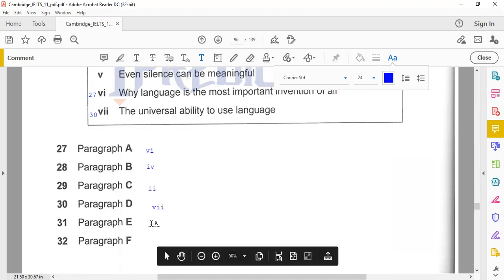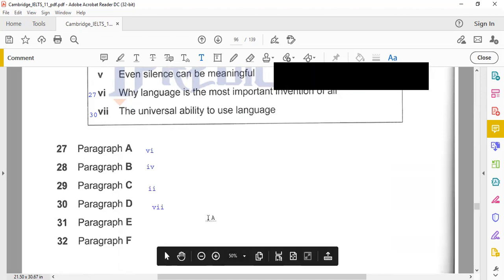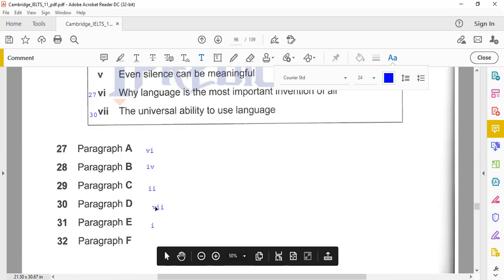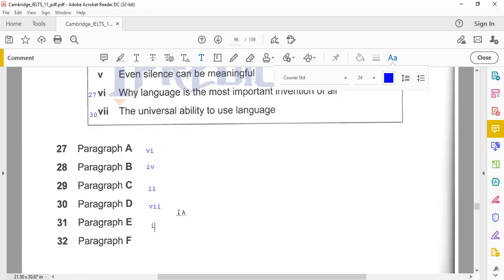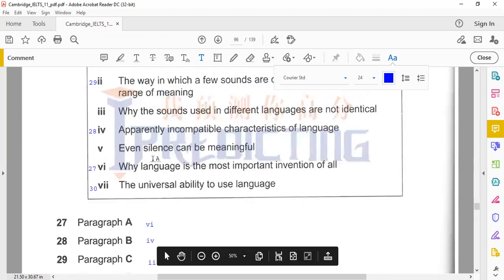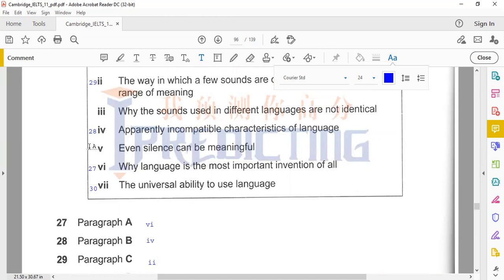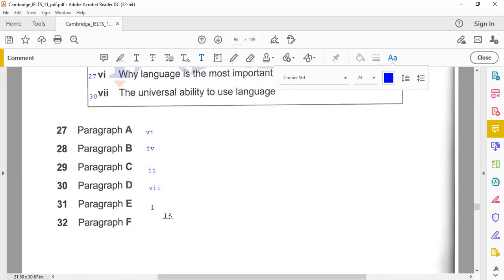So E is 1, relating to the first statement. Okay, then go and read paragraph F, and you will come to know that this matches option 5: even silence can be meaningful. Yes. 32. 5 here.